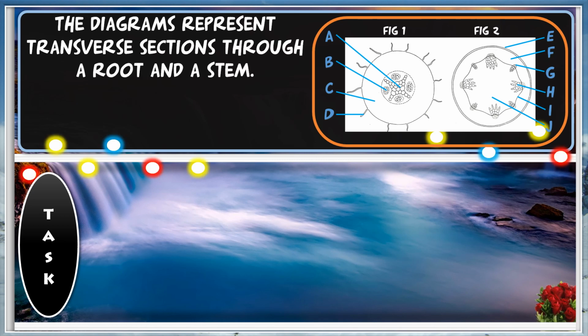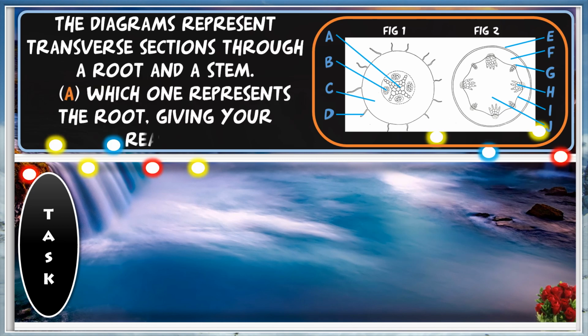The diagram represents transverse sections through a root and a stem. Part A. Which one represents the root? Giving your reasons.